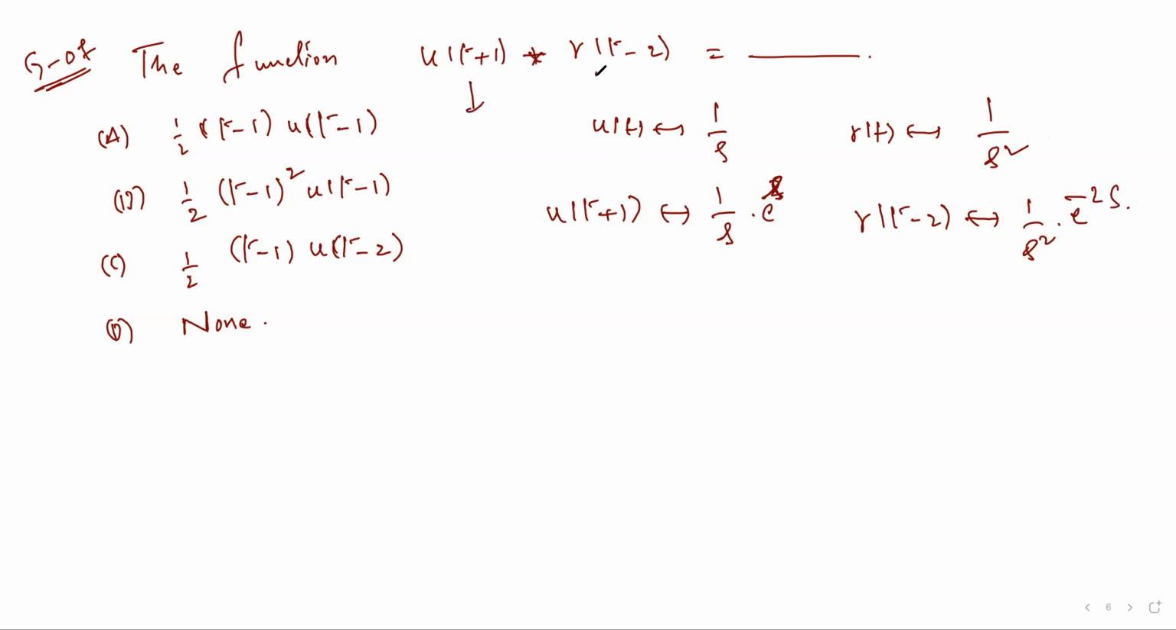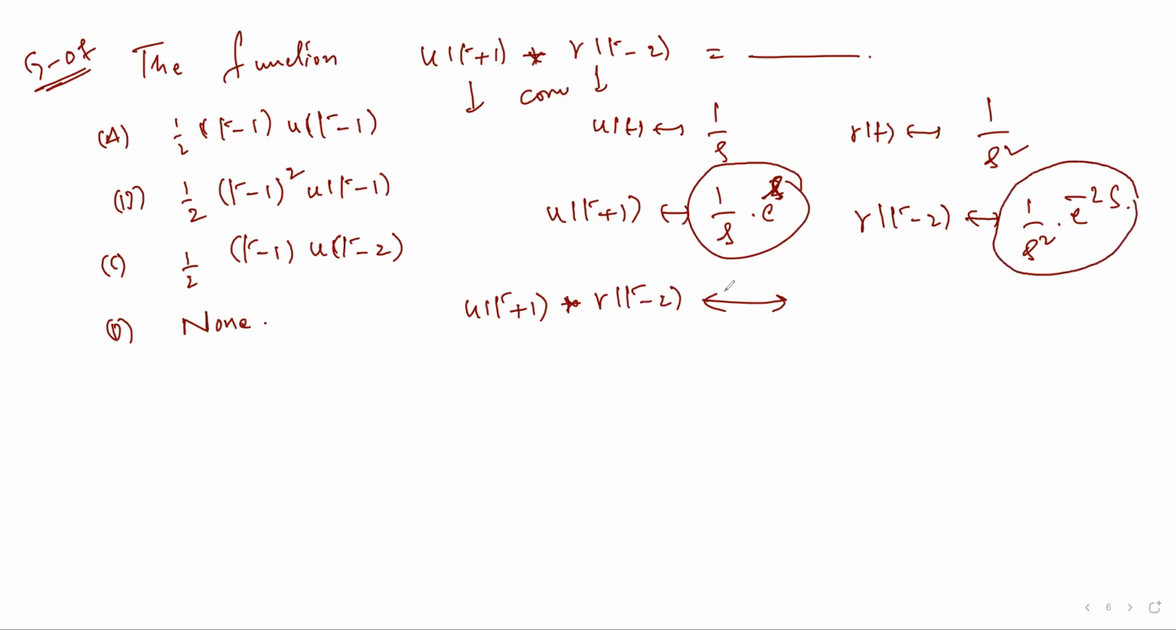So, convolution means frequency domain multiplication. Right? u of t plus 1 convolved with r of t minus 2: 1 by s e to the power of s, multiplied by 1 by s square e to the power of minus 2s. That is 1 by s cube e to the power of minus s.